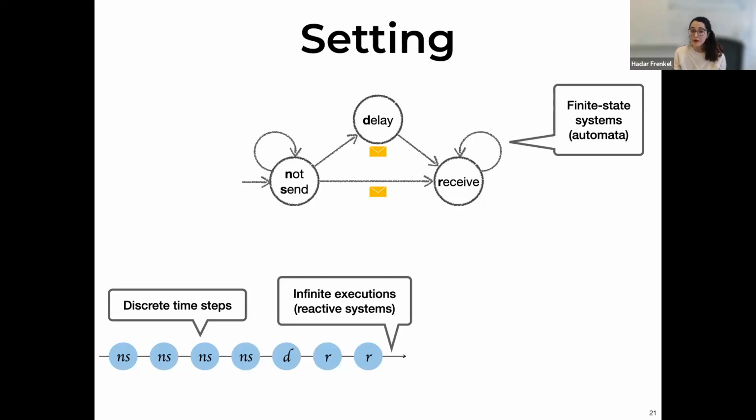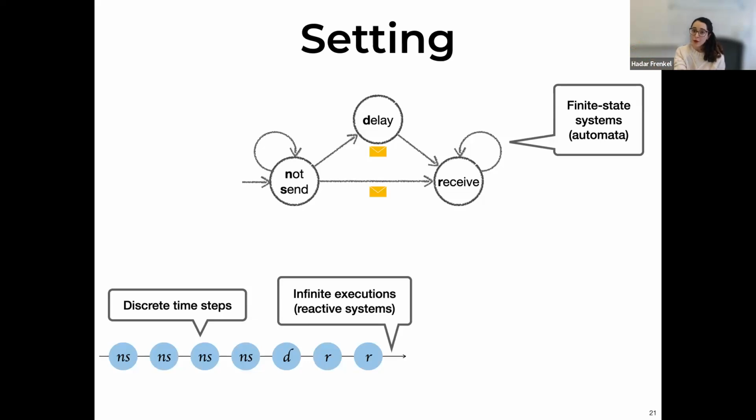And we reason about discrete time steps. So here we have a prefix of an infinite execution, which has 7 time steps. In the first 4 time steps, the message is not sent yet, then it is delayed for 1 time step, and then it is received and it will stay there forever. So this is our setting, infinite executions of finite state systems.